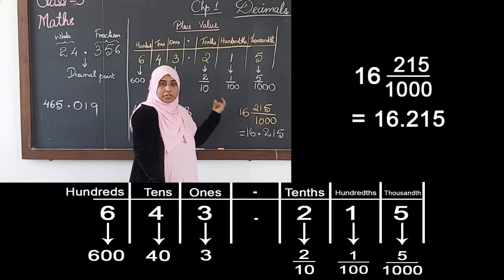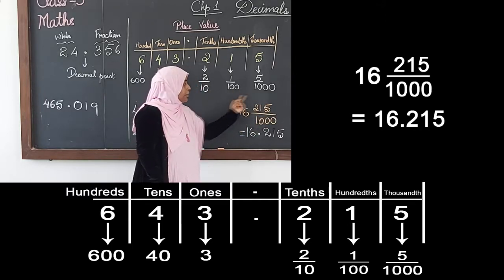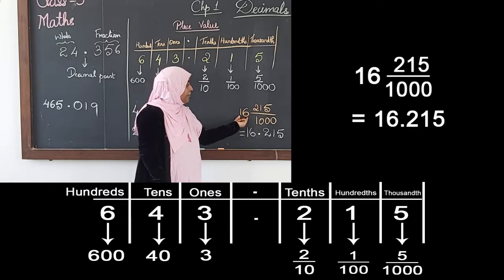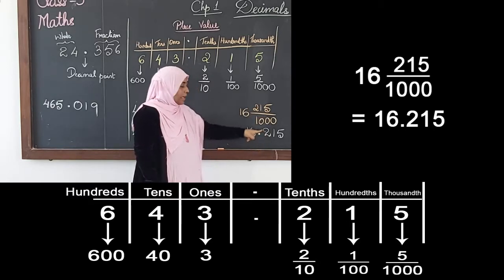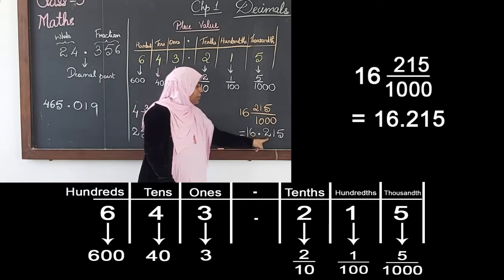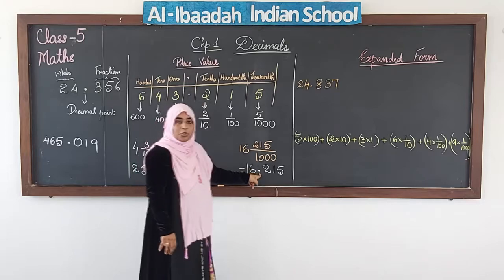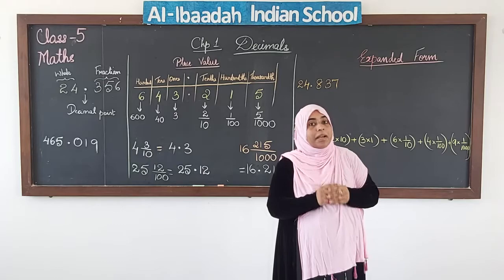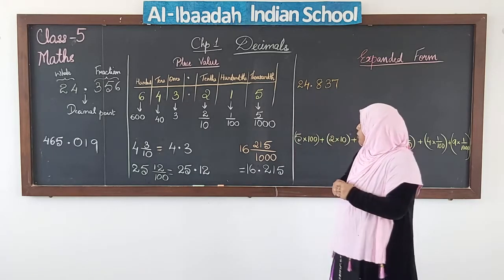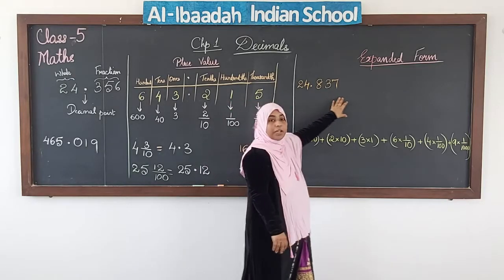Do you remember what type of fraction this is? When we did fractions, this is called the mixed fraction, where we have a whole number and a fraction. So here we are changing a mixed fraction to a decimal, and for that we have separated the whole number and the fraction part with a decimal point. I hope you have understood how we write decimal numbers when we have them in fractional forms. Next we are going to look into the place values and the expanded form.